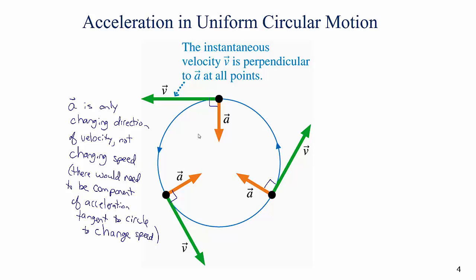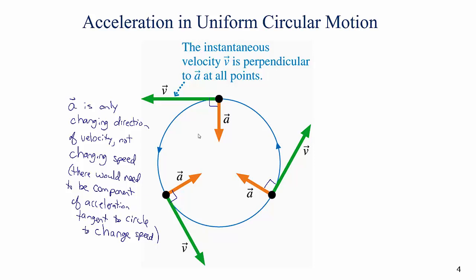If you have non-uniform circular motion, where the speed is also changing, you would still have a component of the acceleration that's in towards the center of the circle, but there would also be a component of the acceleration that would be tangent to the circle, either in the direction of the velocity or against the direction of the velocity, and it would be that component that would be changing the speed. The perpendicular component, that centripetal component, or the radial component, is responsible for changing the direction of the velocity.